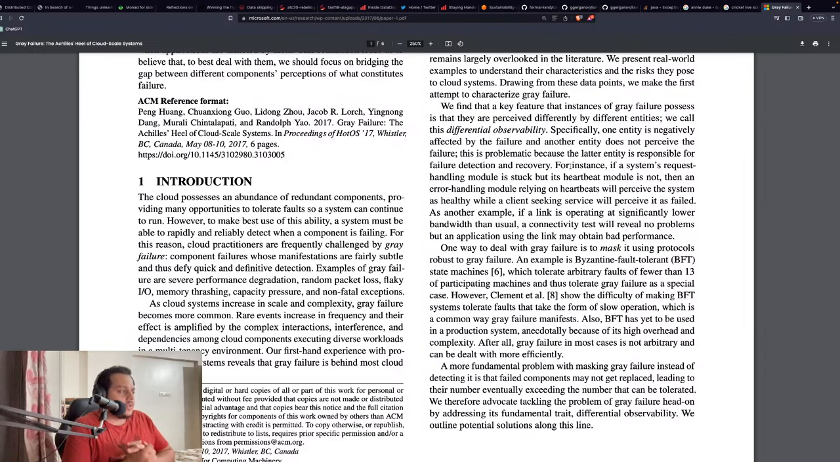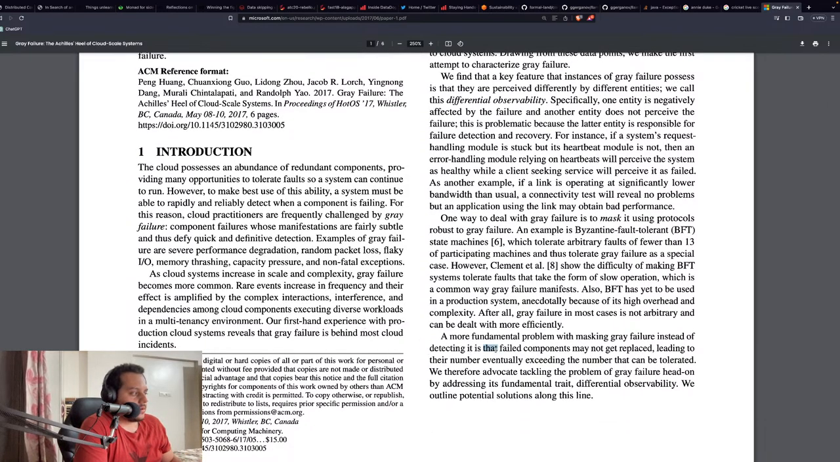So even though the system has not technically broken, it is still not functioning the way we want it to function. One way to deal with gray failure is to mask it using protocols robust to gray failures. One common approach is using BFT, Byzantine Fault Tolerant state machines. This brings an important question: can we say that Bitcoin or all those cryptocurrencies or blockchain based models, because those are BFT based, are actually tolerant of gray failures? That is something we can think of later on. A more fundamental problem with masking gray failures instead of detecting them is that the failed components may not get replaced, leading to their number eventually exceeding the number that can be tolerated. We therefore advocate tackling the problem of gray failure head on by addressing its fundamental trait, differential observability. We outline a potential solution along this line.